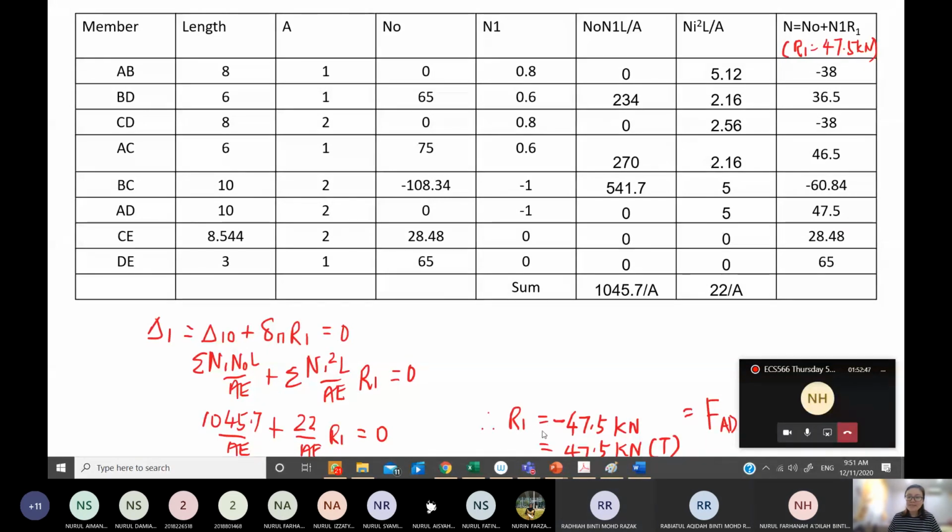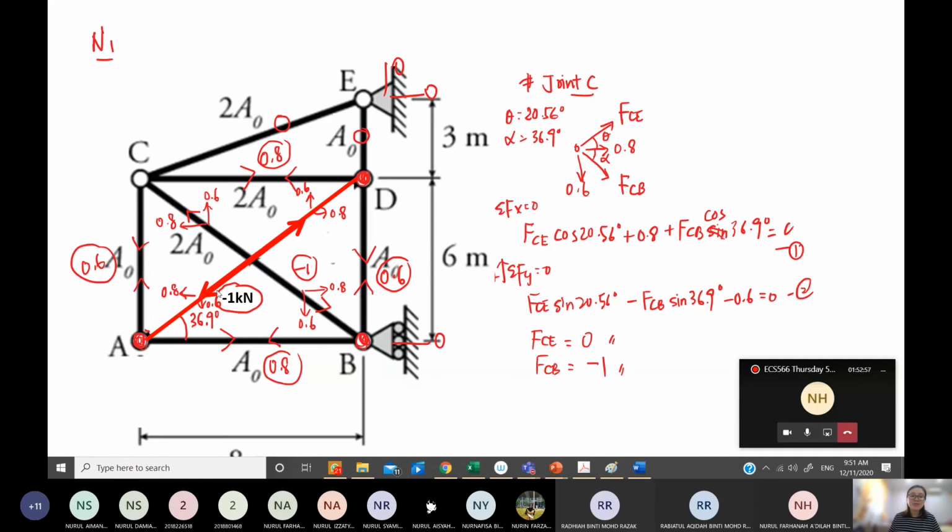Kita dapat R1 negatif, maksudnya kita punya assumption pada awalnya silap. Sebab sebelumnya kita assume dia compression. Nampak tak? Yang ni 1 kilonewton, dekat itu N1, negatif 1 kan? Kita assume dia compression, arrow-nya pergi towards the joint. Tapi kita dapat negative value, maksudnya apa yang kita assume itu salah. Yang betulnya, actual real force adalah terbalik.